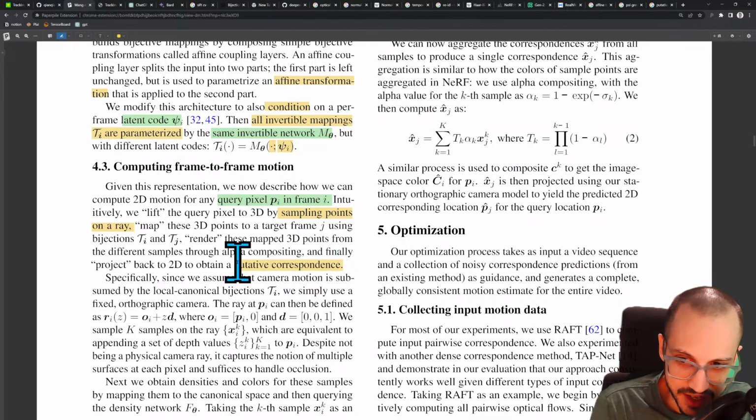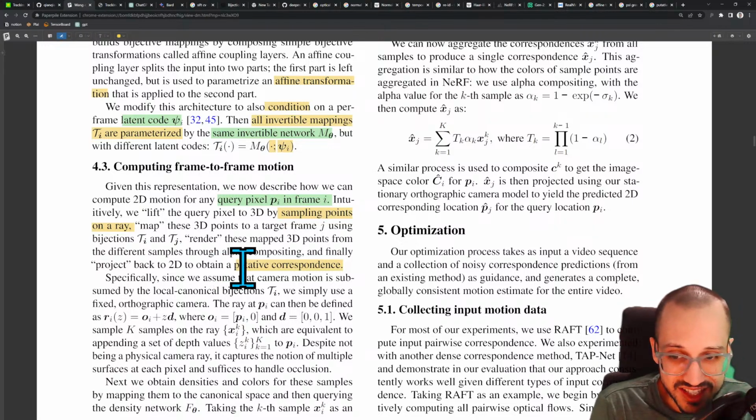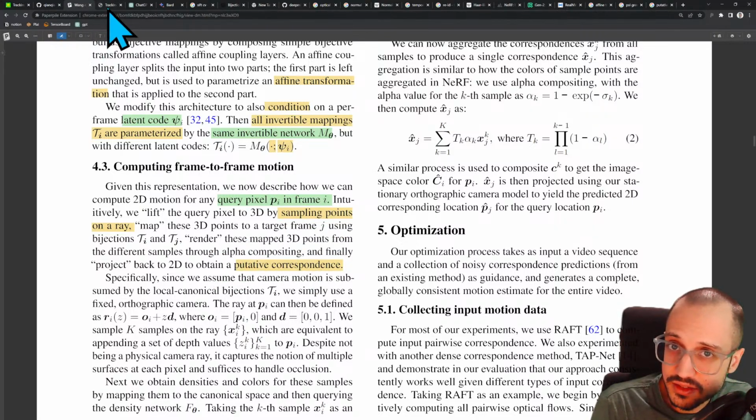To obtain an estimate of a correspondence, right? I don't know why they chose to use the word putative. That's a very archaic, obscure word. I would have just used estimate.